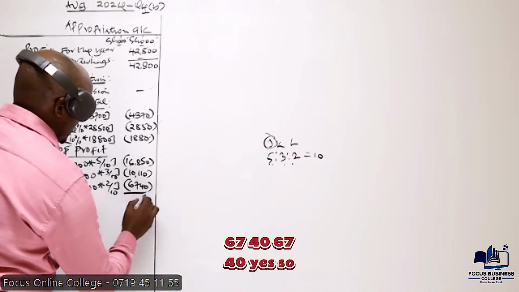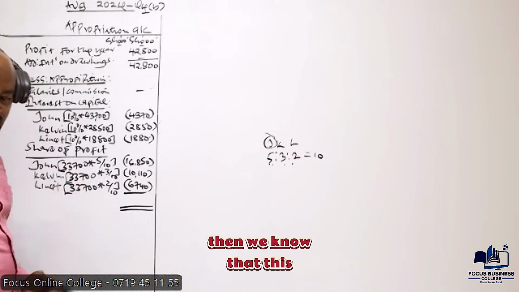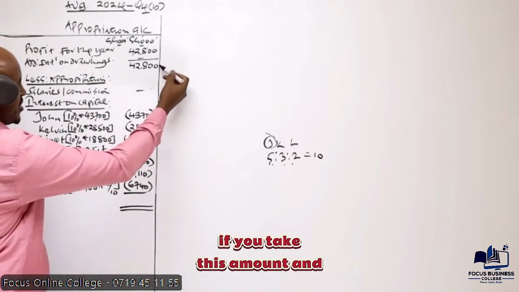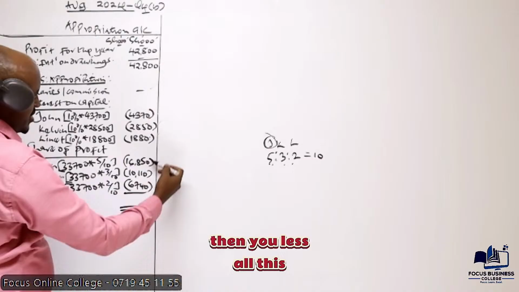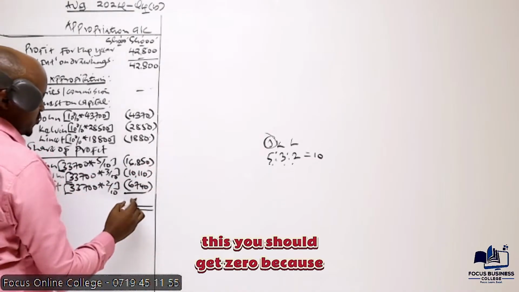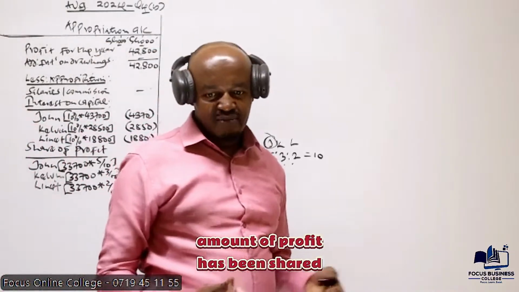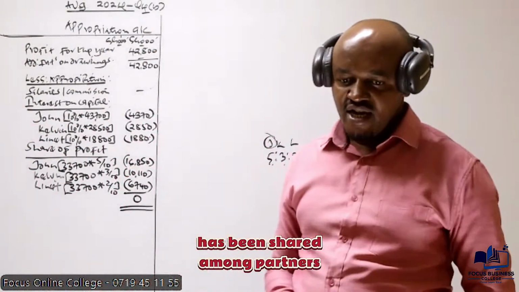So then we know that this amount now has been shared among partners. Therefore, if you take this amount and then you less all this, you should get 0, because that amount of profit has been shared among partners.